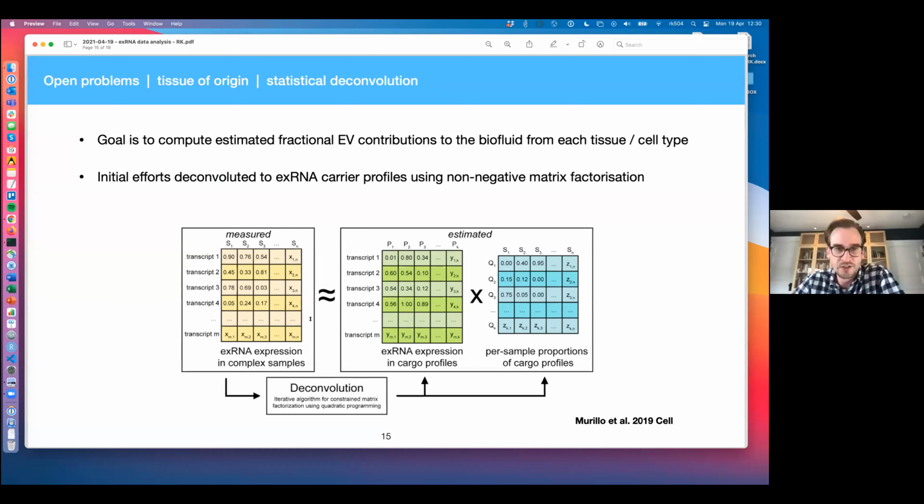All you're trying to do here basically is say, you have a measured set of transcripts in your biofluid, in n different samples that you've measured the transcript abundance in, say, blood plasma. You know what the expected expression profile is in a number of carrier profiles, or in different tissues or cell types. So you know what these transcripts look like in each of these tissues, and then you're just trying to figure out what the matrix looks like that you need to multiply this to get this. You're just saying, how much of each of these tissues do I need to mix together in order to see the profile that I've measured in the biofluid.